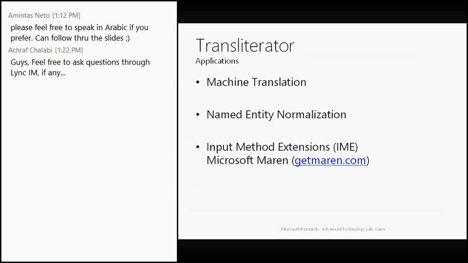Another application for transliteration is the input method extensions, which allows us to write different languages using the English keyboard. And a very common application of this is Microsoft Maren. I assume some of you are familiar with it. You can download it from getmaren.com and play with it.